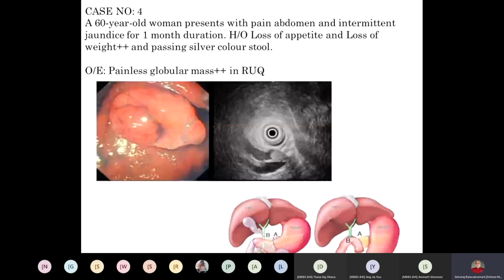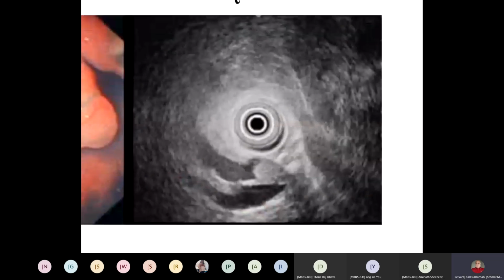What is this investigation? The second investigation. Can any one of you tell me? You are seeing something round in the center. Have you seen it anywhere? I think I have shown it somewhere. Endoscopic ultrasound. Very good. Excellent. This is the best investigation for tumor staging. Which tumor? Thyroid tumor? Which tumor? GI tumor. Any GI tumor, starting from esophagus to anus, the staging can be done.